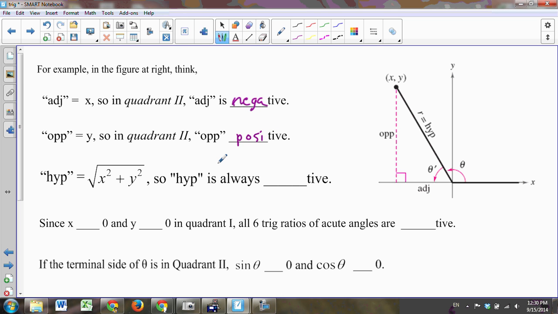Now, since the hypotenuse is always the Pythagorean theorem thing, the square root of x squared plus y squared, the hypotenuse is always going to be positive. No matter where you are, no matter what quadrant you're in.